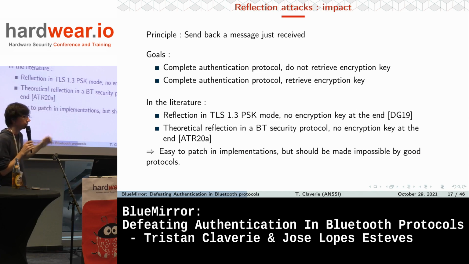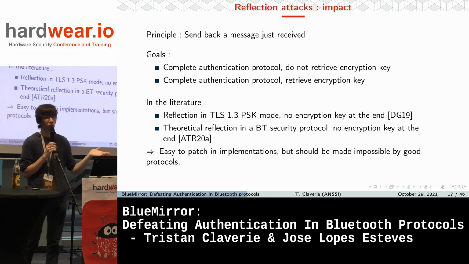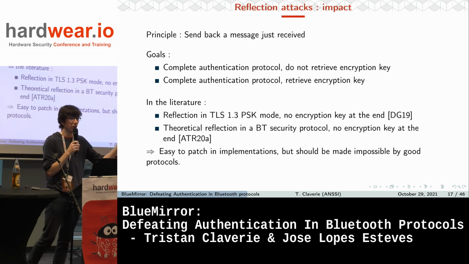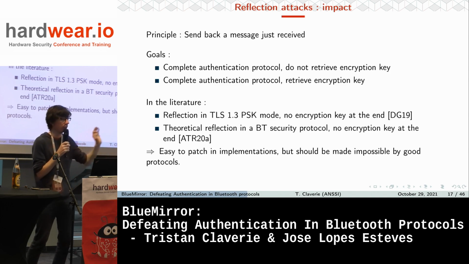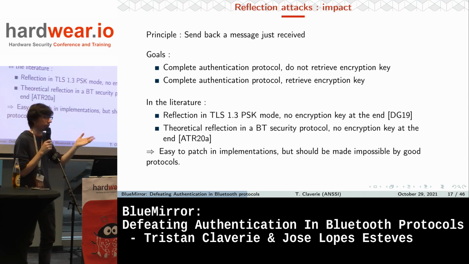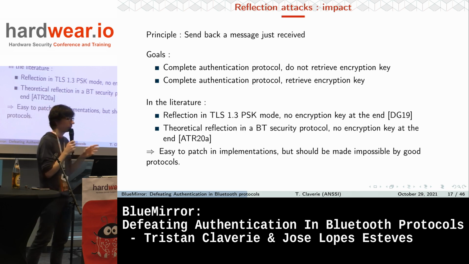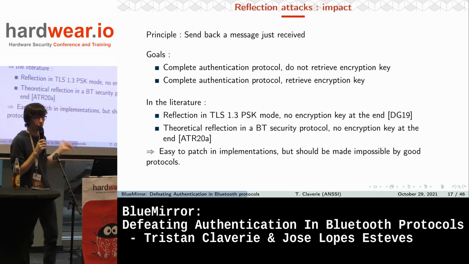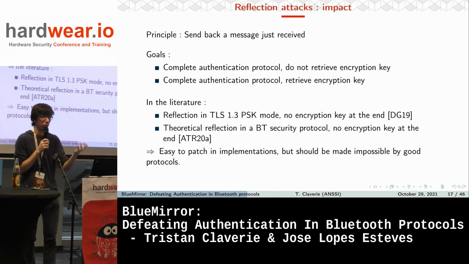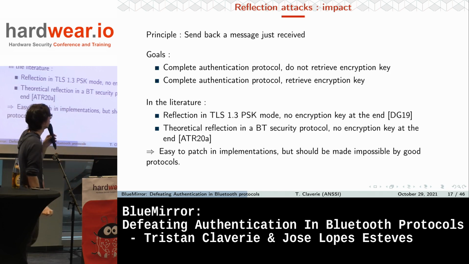First, we mentioned reflection attacks. Reflection attacks are literally decades old. The idea of a reflection attack: a device sends you a message, and you send this message back to the device. You do not modify it, you just reflect it. This has usually two goals. The main goal is to complete the authentication protocol, but sometimes you may be able to recover the encryption key after your reflection attack, and sometimes you may not be able to do that.